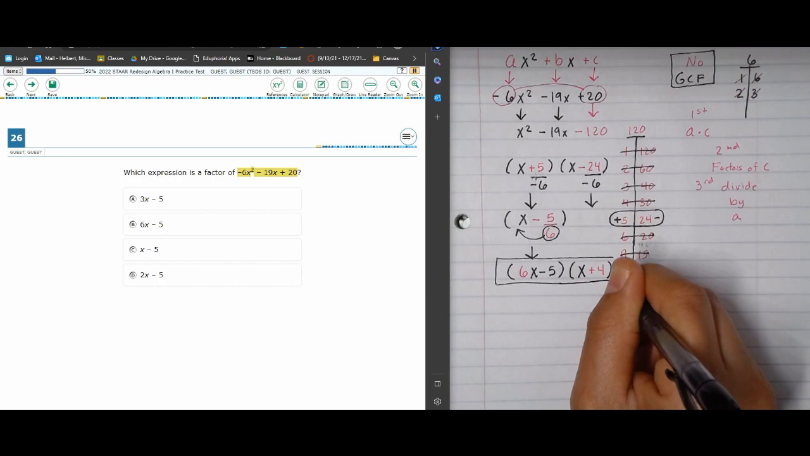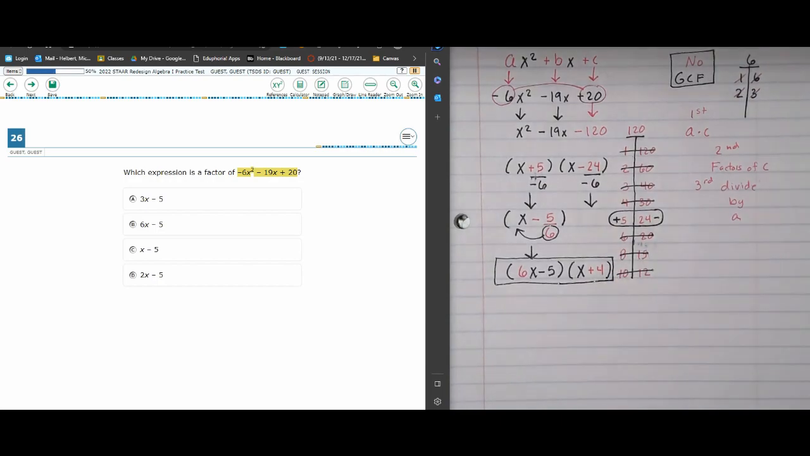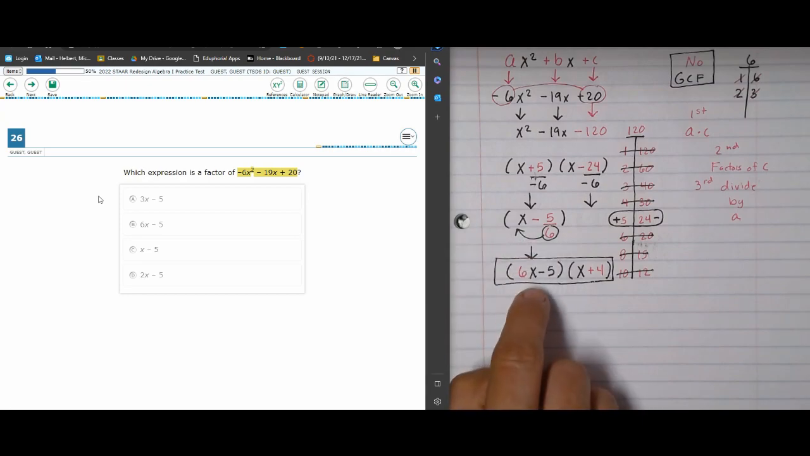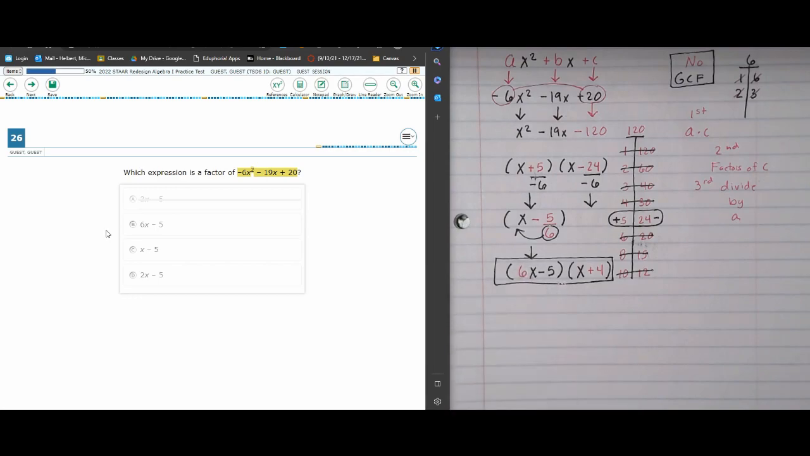So now we have our two factors, and we're just going to see which one actually shows up on our test. So if I go back over to the test, I'm going to do some strike-throughs. Notice the first one's 3x minus 5. That does not match either factor. B has 6x minus 5, which is one of them. So that's going to be the answer. C was x minus 5. D was 2x minus 5. So the rest of these didn't even come close to being the correct answer. So my answer is B. Go ahead and pause this video and now try number 27 on your own.